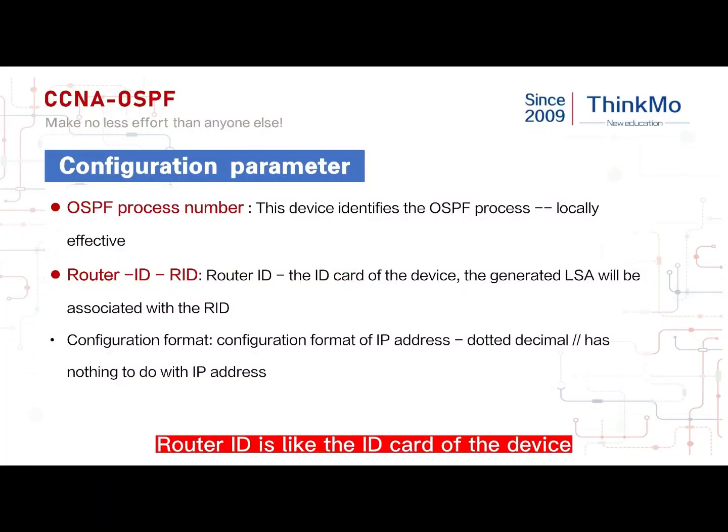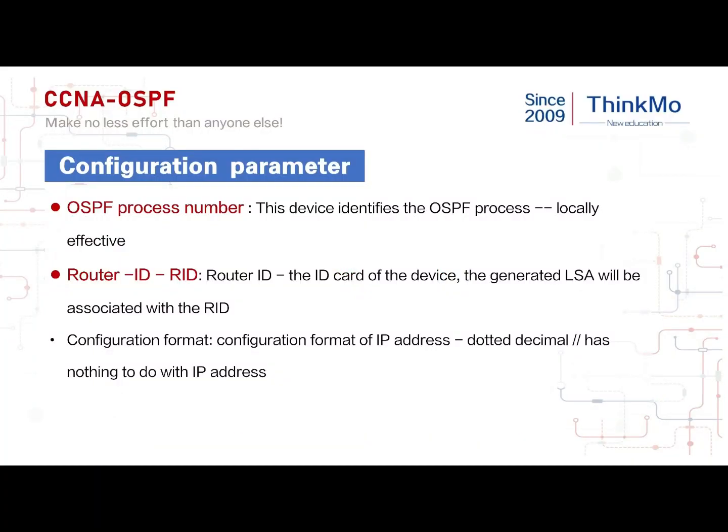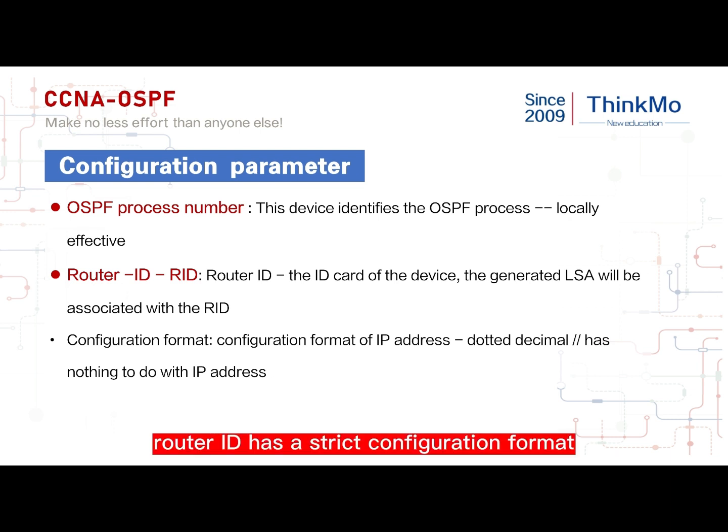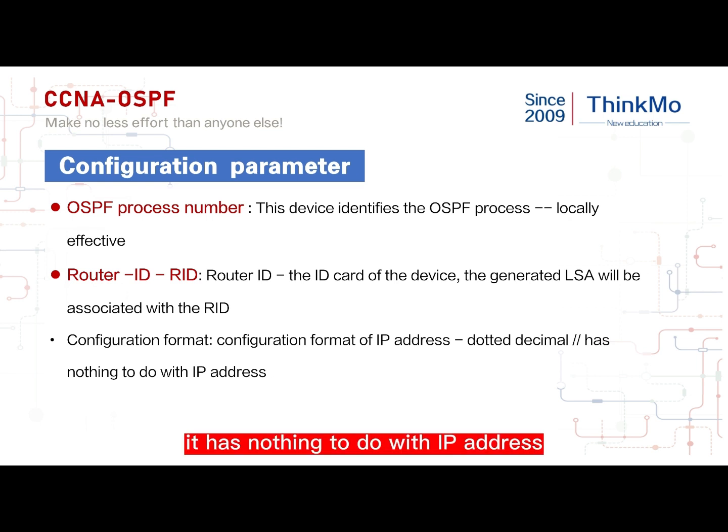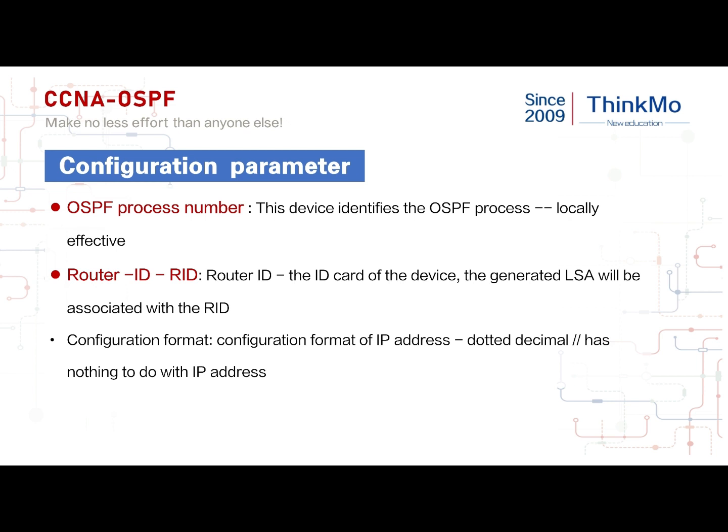Router ID is like the ID card of the device. The generated LSA will be associated with the router ID, so they cannot easily conflict. Router ID has a strict configuration format. It is an IP address configuration format, aka dotted decimal. It has nothing to do with an IP address, and it does not require a subnet mask. This is just a configuration format.